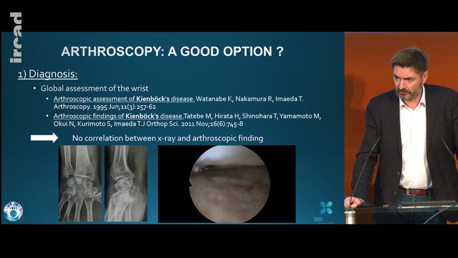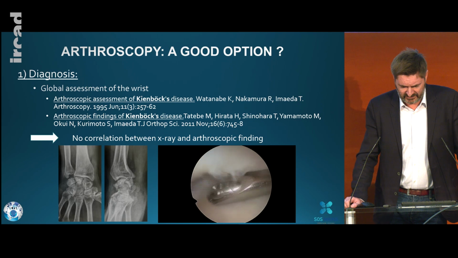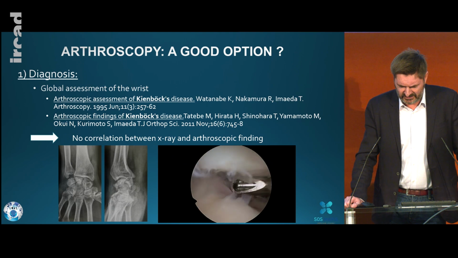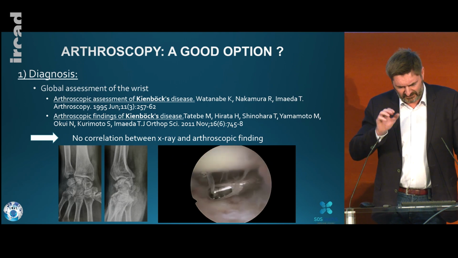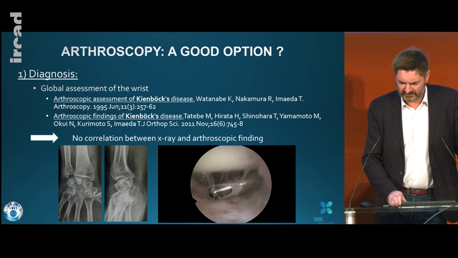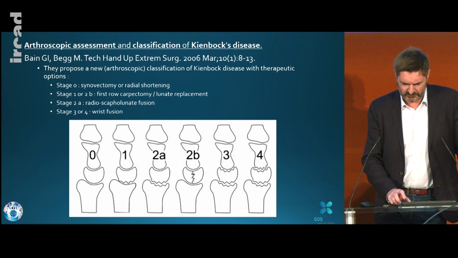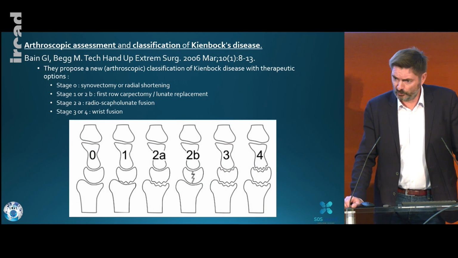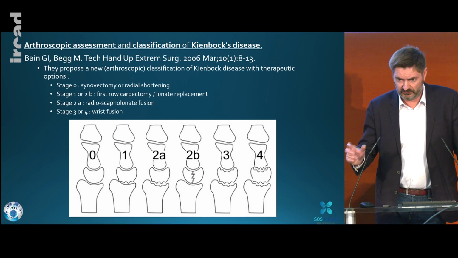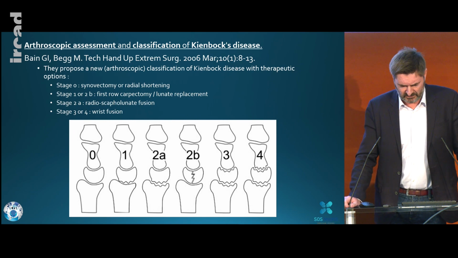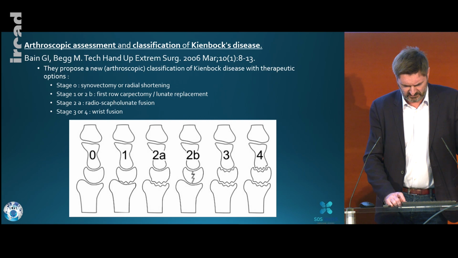Arthroscopy was used for diagnosis, to check the quality of cartilage, and even to try to define different classifications. At this time, there was no correlation between the aspect of the X-ray and the aspect during arthroscopic evaluation. Bain and Begg proposed this classification relative to the damage of the cartilage between lunate and capitate, or lunate and radius, and they proposed a treatment algorithm depending on the injury of the cartilage.